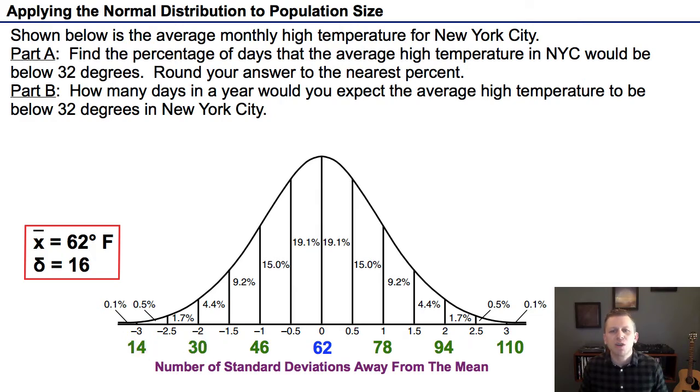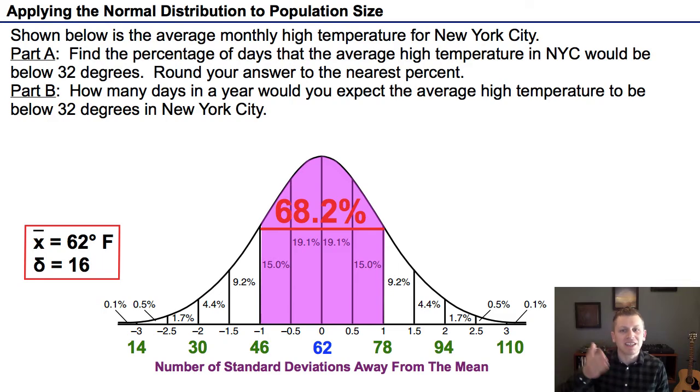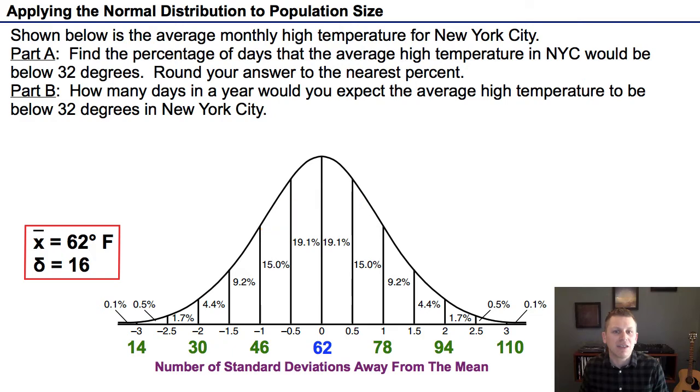Using this information, we already learned that 68.2% of the data sits within one standard deviation of the mean. So what we would know for this is that approximately 68.2% of the days have an average high temperature between 46 and 78 degrees in New York City. But we're not interested in how many days fall between 46 and 78 degrees. We're interested in less than 32.